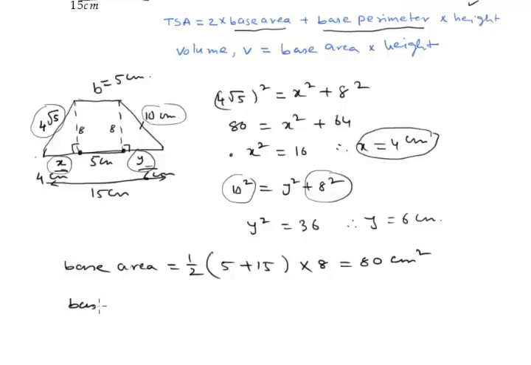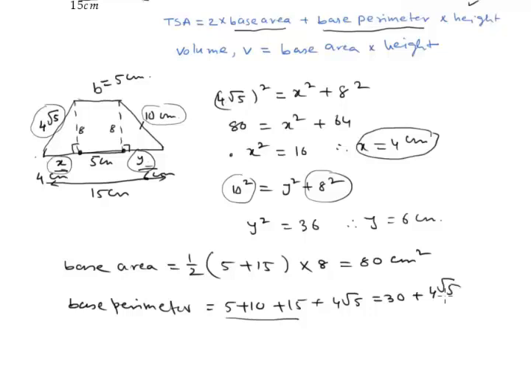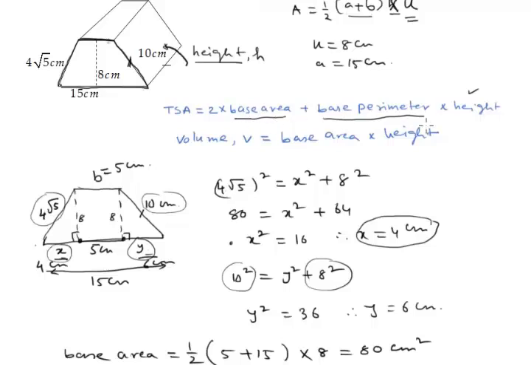Now we also need the base perimeter. Base perimeter will be, this is 5, this is 10, this is 15, and this is 4 root 5. So it will be 5 plus 10 plus 15 plus this 4 root 5. So it will be 30 plus 4 root 5 centimeter. Now we have our base area and base perimeter.